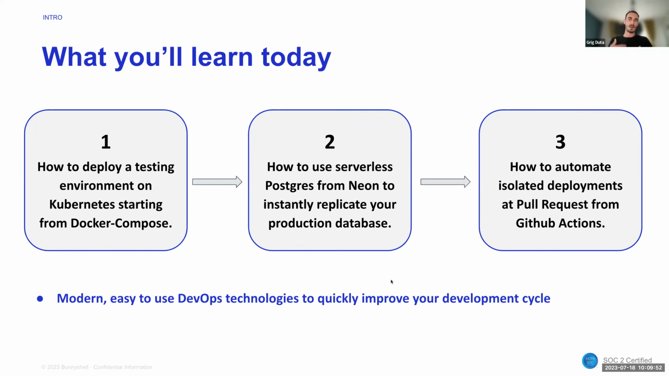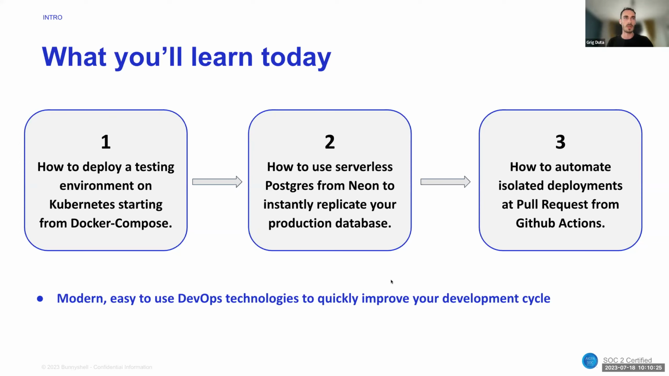Then we're going to be using a Neon serverless database to instantly replicate a production database directly into your testing environment, which is an ephemeral environment. It's short-lived. It's only being used for the purpose of the testing process. And later, we're going to be tackling a little bit of GitHub Actions and showing you a couple of workflows that we have been developing at Bunnyshell to help you automate testing environments at pull request. And we'll be using these environments for that purpose.